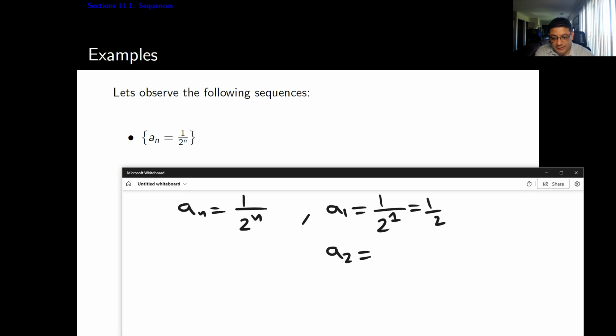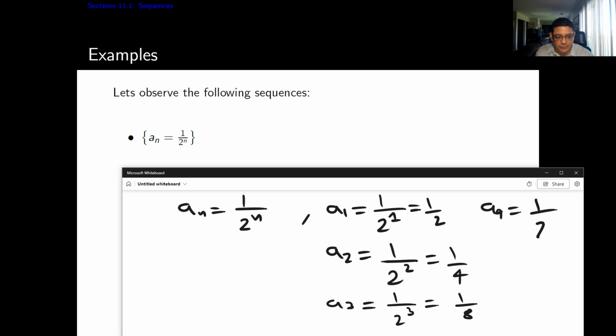a2 is essentially saying we're assigning 2, the second member of the sequence, to 1 over 2 to the 2, so this is 1 over 4. a3 is assigning 3 to 1 over 2 to the 3, and so this is 1 over 8. Okay? So that's the first three members of this sequence. Of course, I can go to a4, which is 1 over 2 to the 4. a5 is 1 over 2 to the 5.